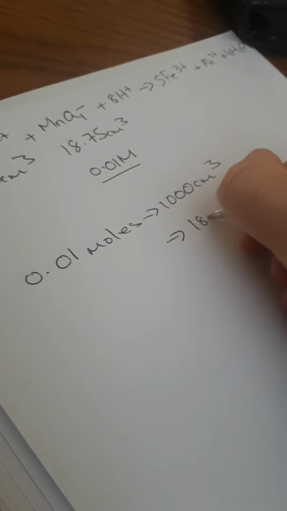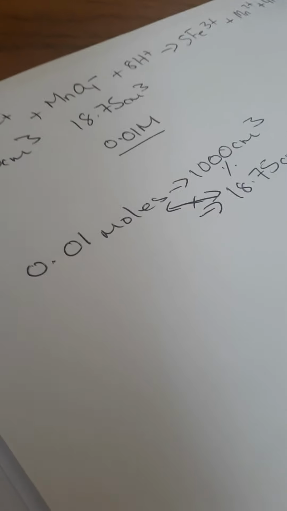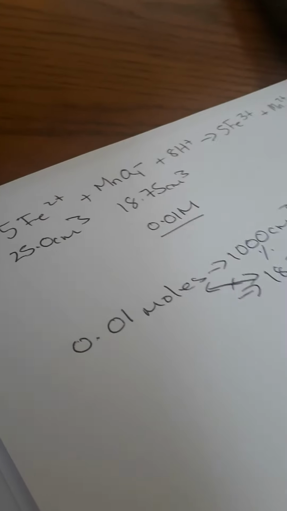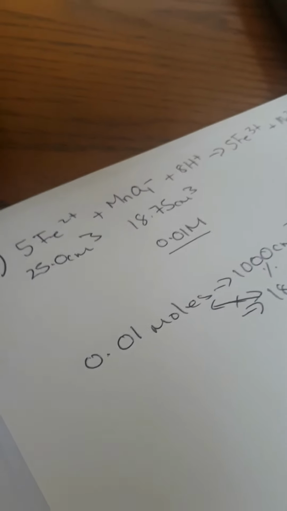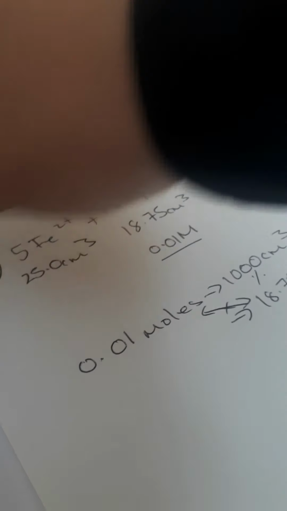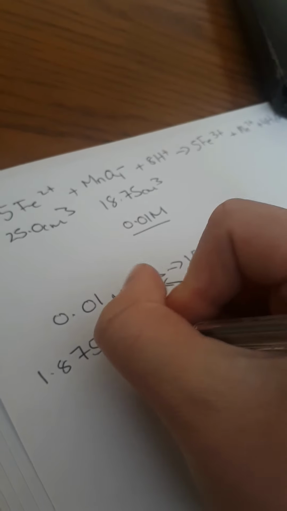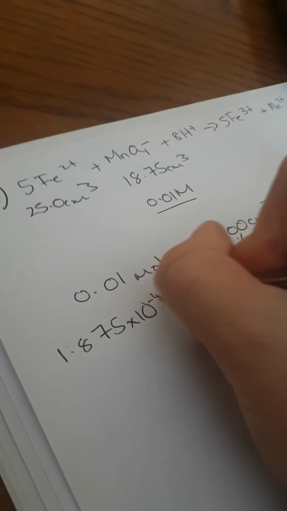I don't have 1,000 centimeters cubed. I only have 18.75 centimeters cubed. So I multiply by what I know. So that is 0.01 multiplied by 18.75, and then I divide that by 1,000. And that means I have 1.875 by 10 to the minus 4 moles. Okay, that's my number of moles.